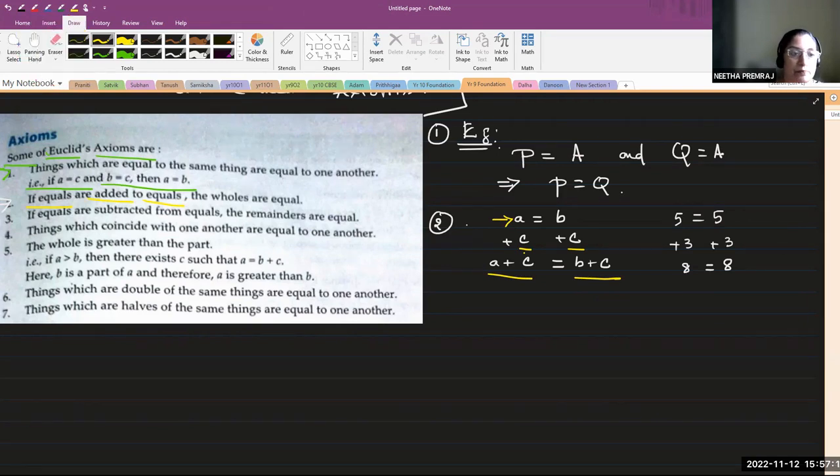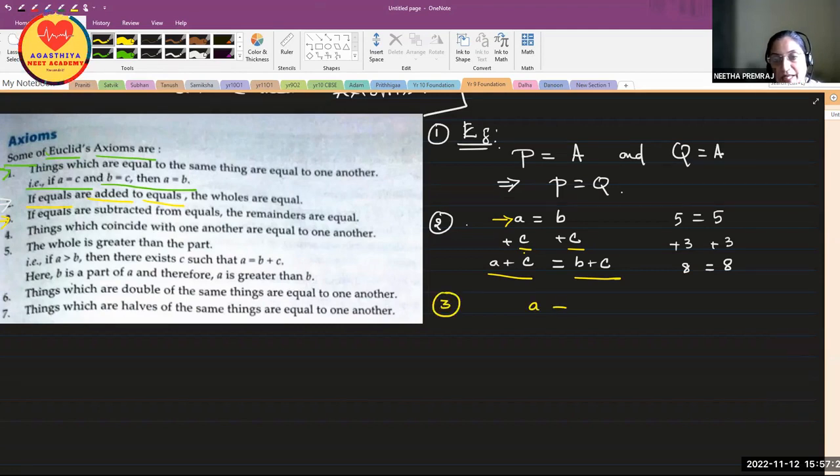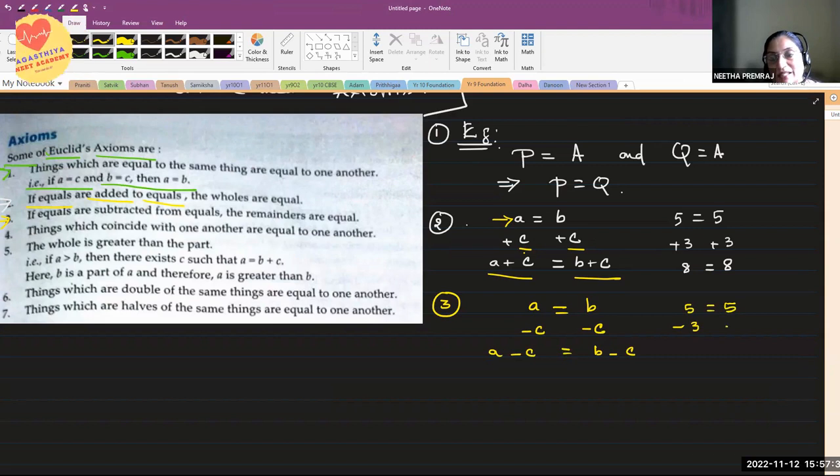Third axiom. If equals are subtracted from equals, the remainders are equal. Similarly, this is the third one. A is equal to B. These two are equals. Subtract equals, then the remainders are equal. For example, 5 is equal to 5. Equals are subtracted. What is the remainder? 2 is the remainder. Here also 2. The remainders are also equal. This is what axiom 3 is saying.